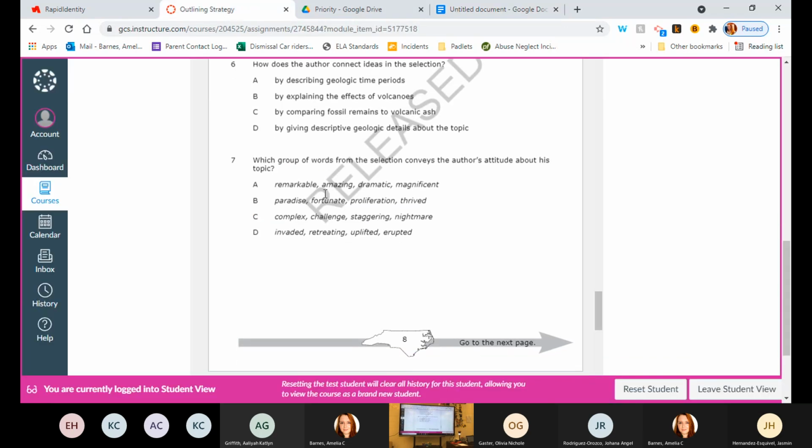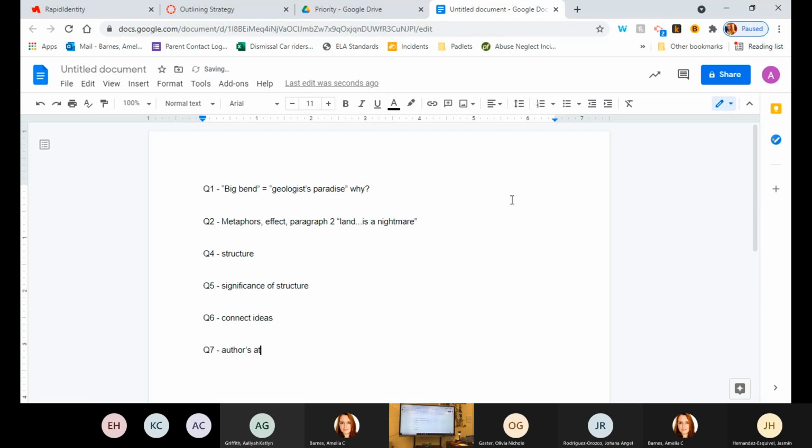So Q7, which group of words from the selection conveys the author's attitude about this topic? So what are our key words in question 7? Author's attitude. Attitude. So first we have to determine what the author's attitude of the subject is, then we have to figure out which words fit that. So we can answer this as we read, and then it'll make picking the words more efficient.